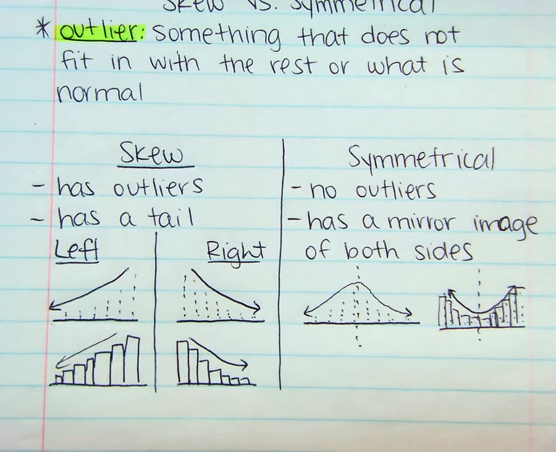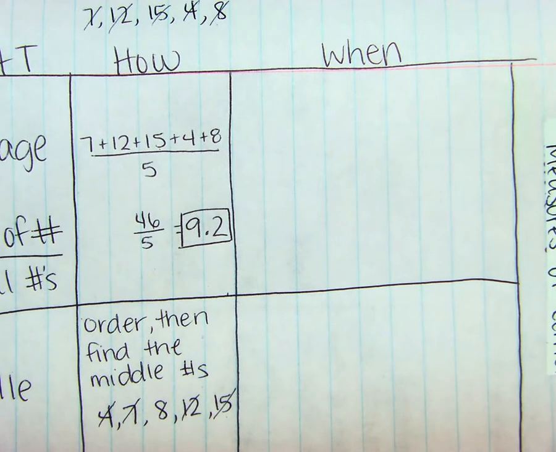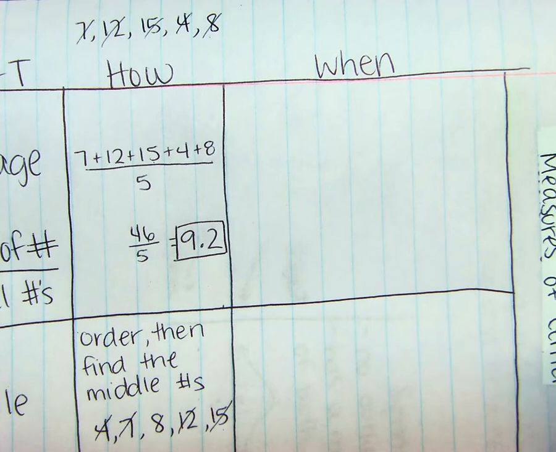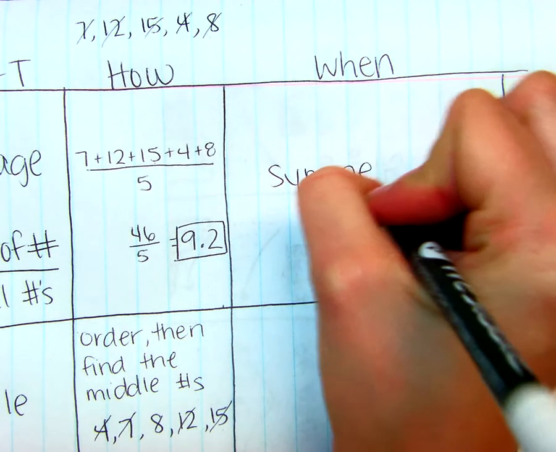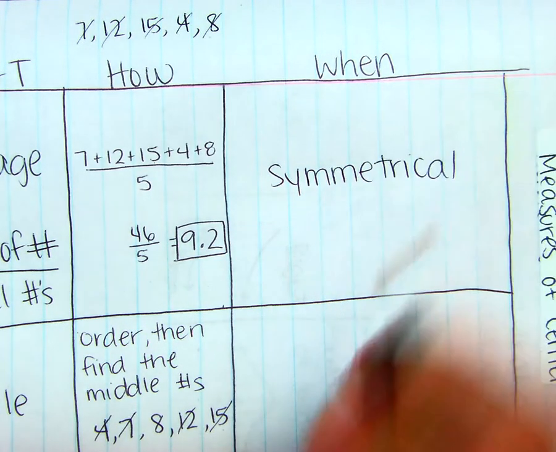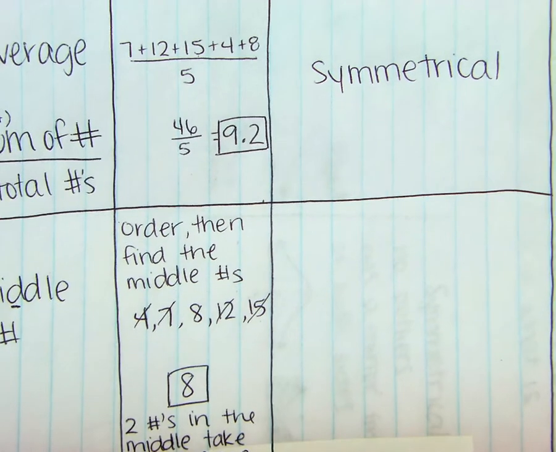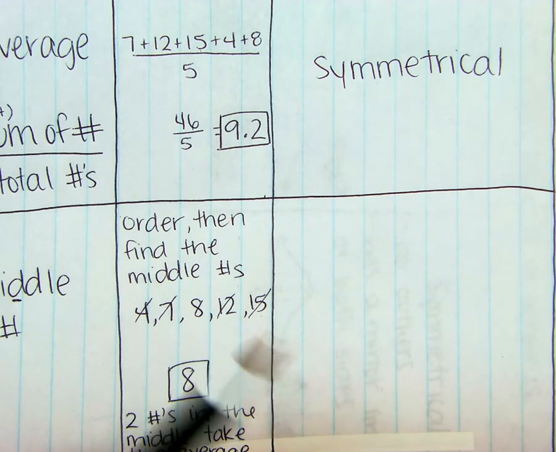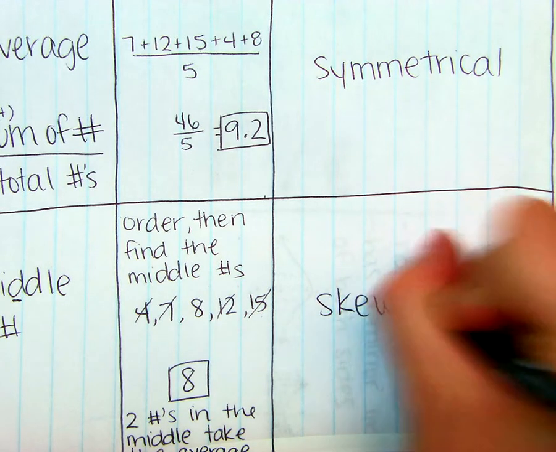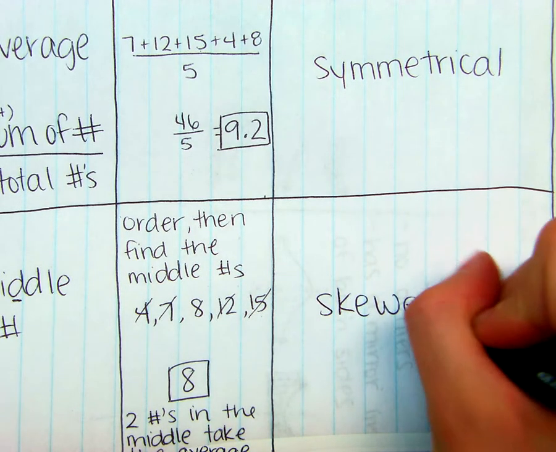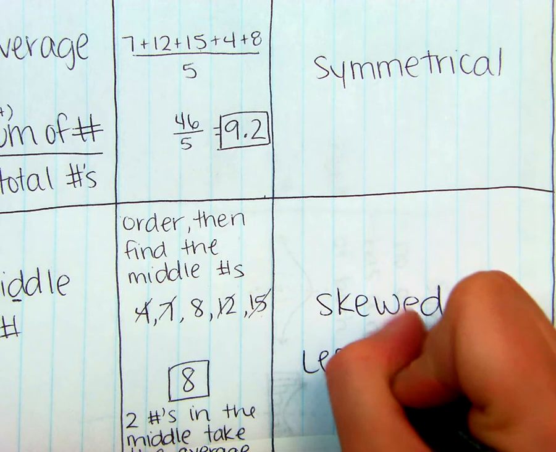Now, go back to your notes from yesterday. We're going to talk about the measures of center. When you want to use the mean to talk about what something is centered around, you want it when something is symmetrical. But when you want to use a measure of center and you'd rather use the median, you're going to use the median when the data is skewed. And this could be left or right.